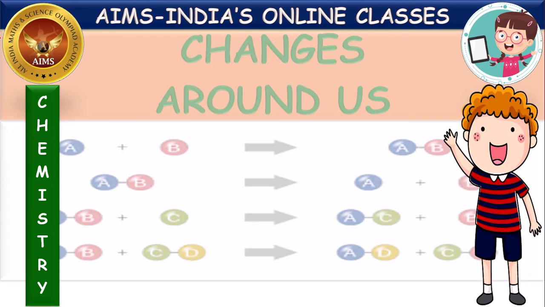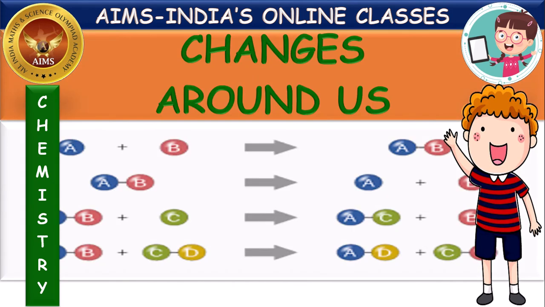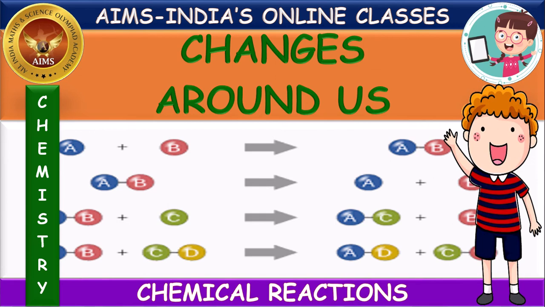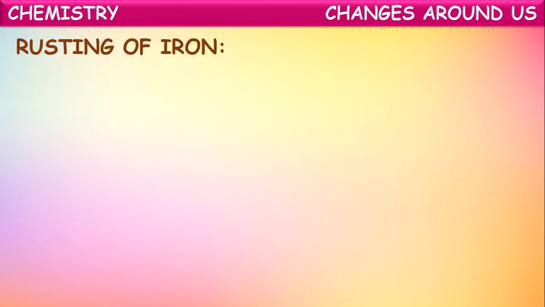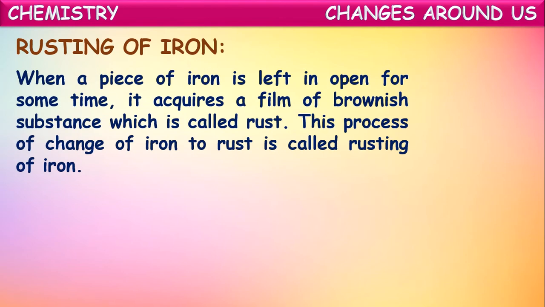Here we are discussing the chapter Changes Around Us. In this session we are going to see different types of chemical reactions. First, let us go through the rusting of iron, which we observe in our daily life.